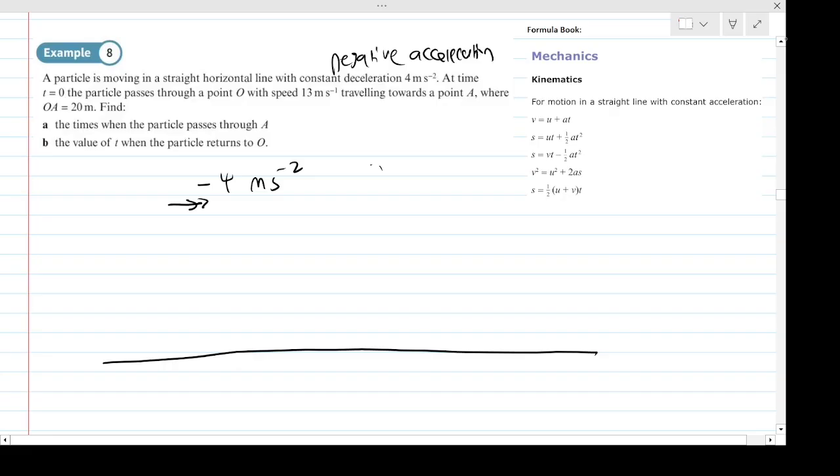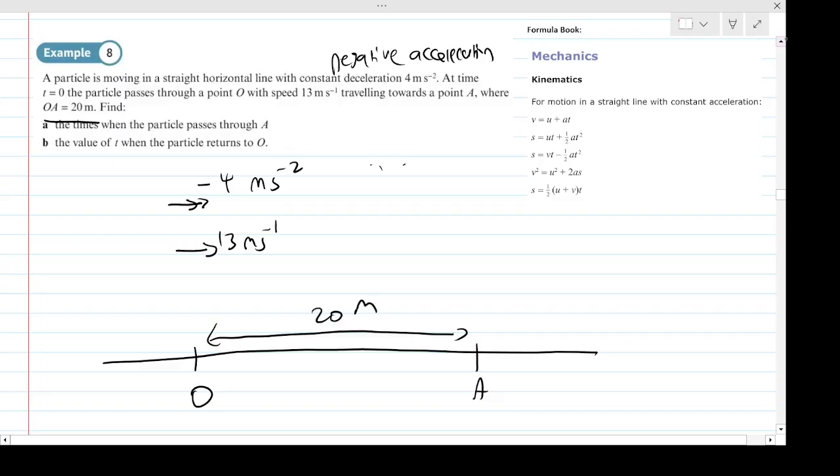Anyway, so at time t is 0, the particle passes through a point O. So let's say O is here, with speed 13. So initially it moves at 13 meters per second, and it travels towards a point A. Let's say A is here. And I'm told the distance O to A is 20 meters. Then it says find the times when the particle passes through A. Interesting, plural, which suggests it'd be passing through A 2 times.